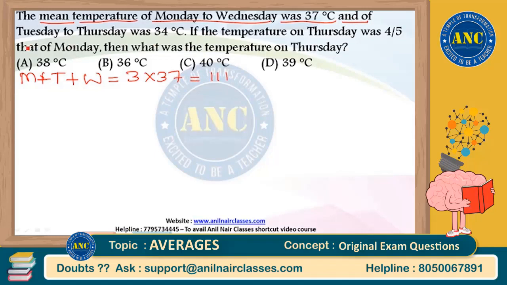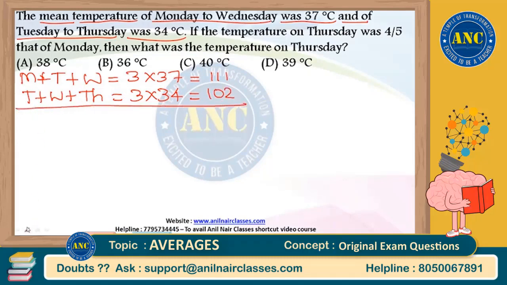And of Tuesday to Thursday was 34 degrees. Tuesday, Wednesday, Thursday, average is 34, means all the 3 days it was 34. So it is 102, right? If I simplify these two equations, if I subtract these two equations, Tuesday and Wednesday will get cancelled and it will be left with Monday minus Thursday is equal to 111 minus 102. It is 9, right? 111 minus 102 is 9.